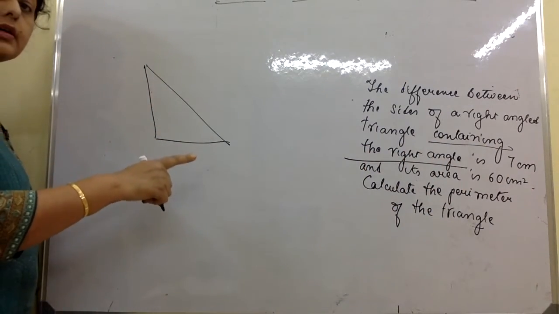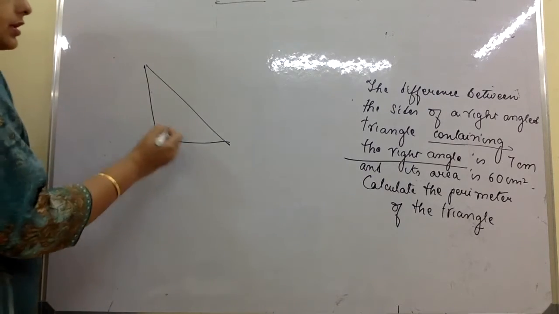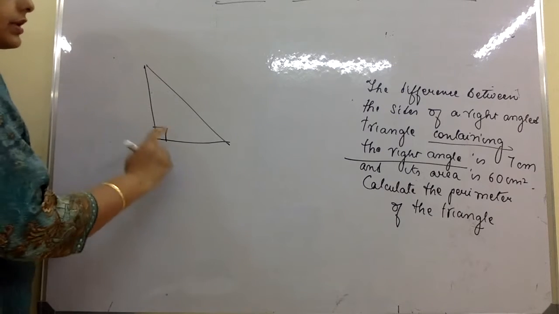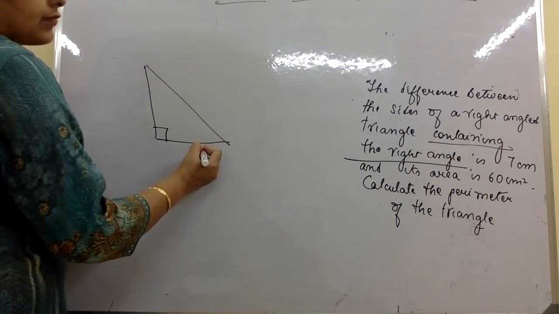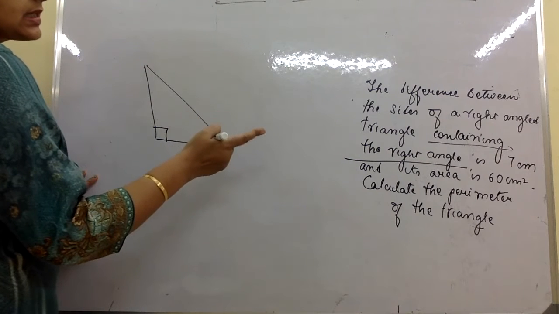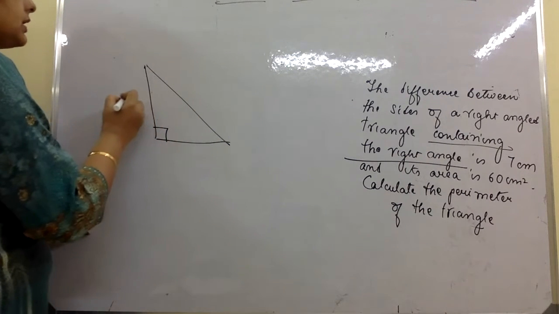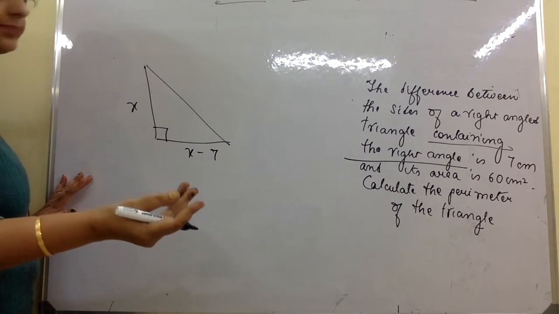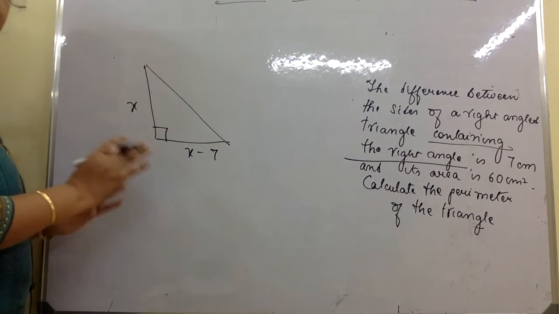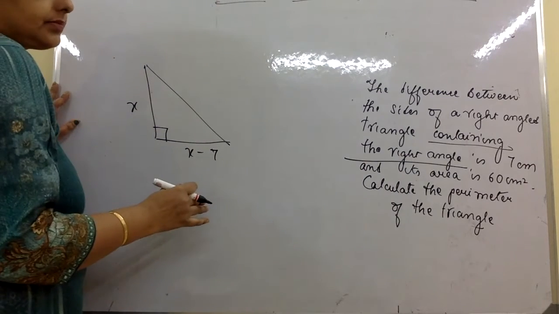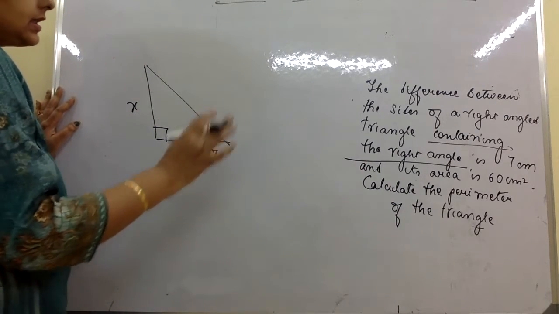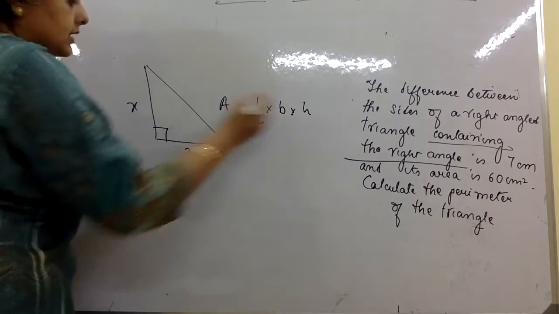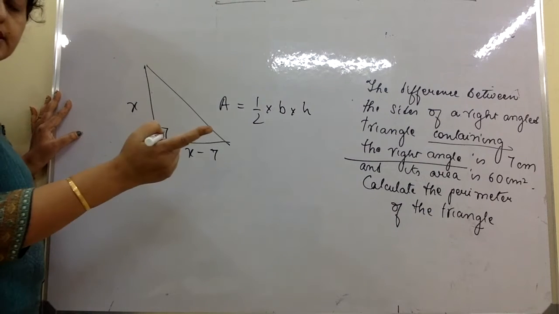Containing the right angle. Okay, now here this is the right angle. These are the two sides which contain the right angle. So the difference between the sides containing the right angle is 7. Means if this is x, this is x minus 7. You can even take it as x plus 7, no problem, you'll get your answer correct. And the area is 60. Now if I want to do half base into height, then this itself becomes my height because it is the 90-degree line.